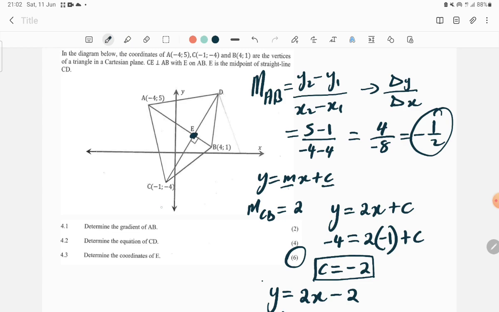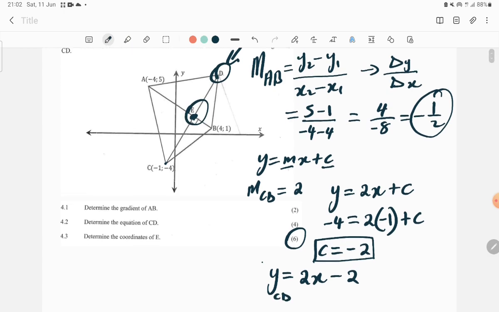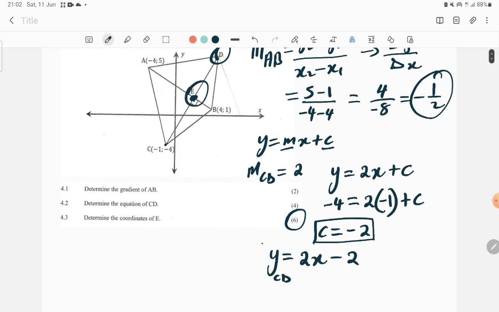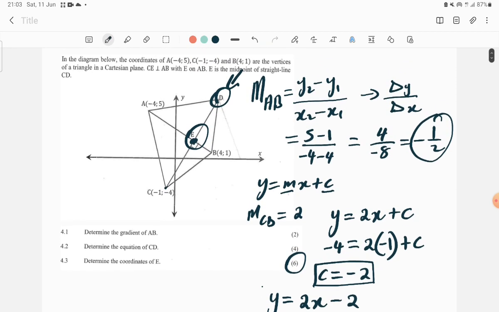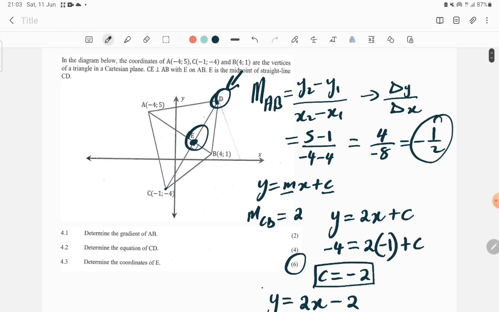E is said to be the midpoint of CD, but since we don't have D, we cannot use the midpoint formula. Otherwise, if we had the coordinates of D, it would be easy. We would just use the midpoint theorem to determine the midpoint E, which is the midpoint of CD. But because we don't have D, we need to figure out another way of finding the coordinates of E.